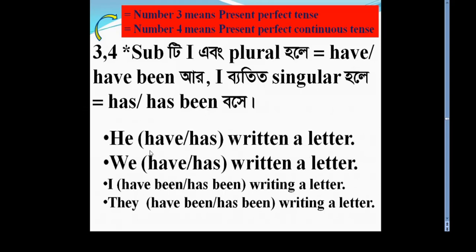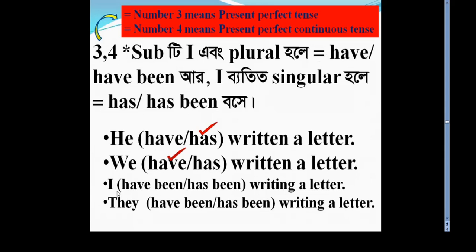For example, he have or has written a letter, which is right here? Have or has, which is right? Yes, has, because has is singular. We know when subject is singular we use has or has been. Though he is singular, so we use he has. We have or has written a letter. Here we use auxiliary verb have, because we is plural. For plural we use have or have been. Okay.